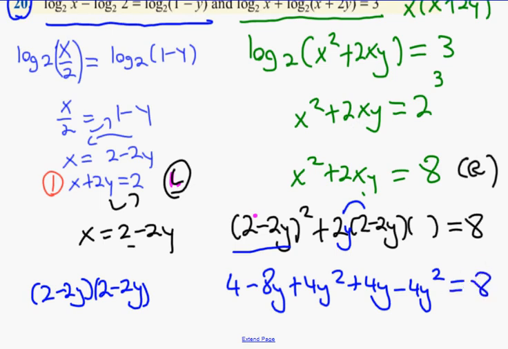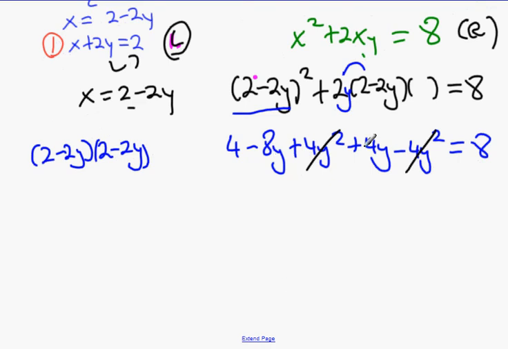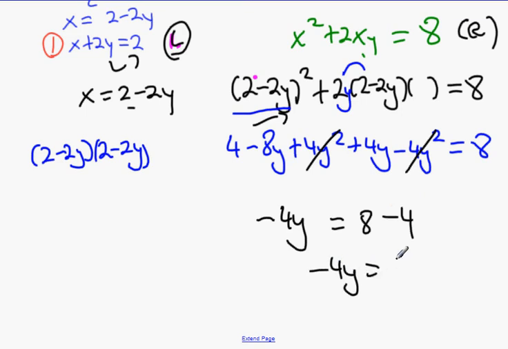Now, as it turns out, the y squareds have just cancelled. So, that's okay. And now we're going to get minus 8y plus 4y minus 4y. Then bring the 4 over the other side. It becomes 8 minus 4, minus 4y equals 4. Y therefore equals 4 divided by minus 4, which is minus 1. Y is minus 1.